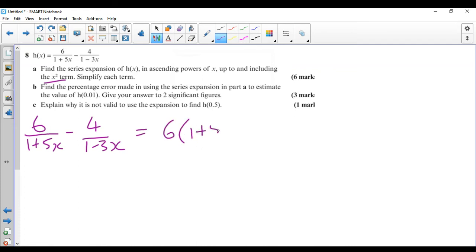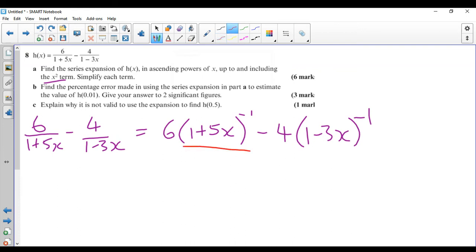So I've got 1 plus 5x, and if I move it up, it becomes to the power minus 1. And I have 4 lots of 1 minus 3x to the power minus 1. There are 2 binomial expansions to do here. I'm going to do them on separate lines, clearly identified. Let's start with this one. I'm not going to times by 6 yet; I'll put that in afterwards to make life easier.